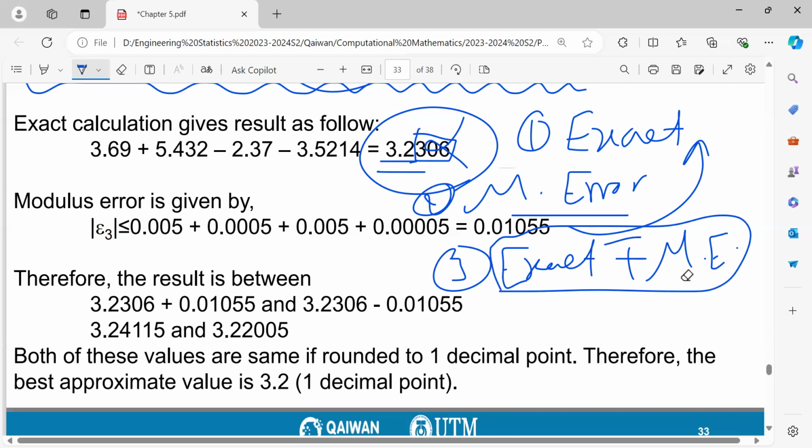In total, we count the number of similar decimal points. So if the similar decimal points in total is 1, we round the exact value to 1 decimal point. If we have 2 similar decimal points, we round the exact value to 2 decimal points, and the rounded value is the best approximation. Here we have another example.